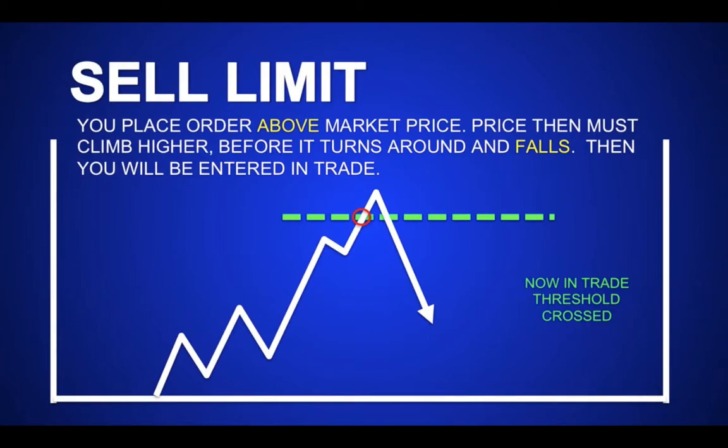Here's an example of the sell limit that you were just looking at. It has now been activated. Why? Because it has actually touched the threshold and now it's activated. So what happened? You placed an order above market price, remember? And then price had to climb higher. So it did climb higher before it turns around and then falls. Then you are entered into the trade. So as you see, that's what happened here.